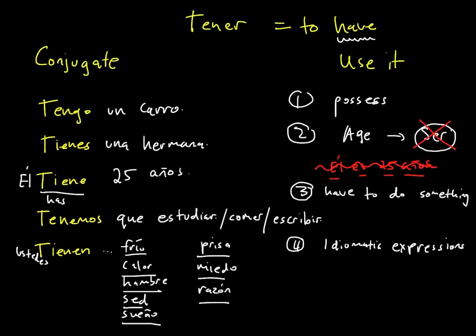Okay? So take a look at these uses. So what we possess, when we describe our age, to express that we have to do something, and these common idiomatic expressions. Okay? So take a look at the verb tener, and if you have any questions, let me know.